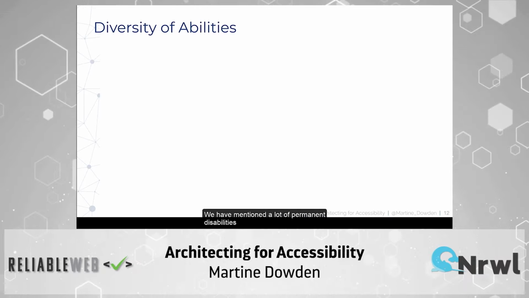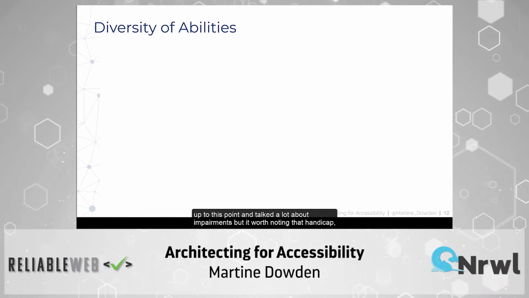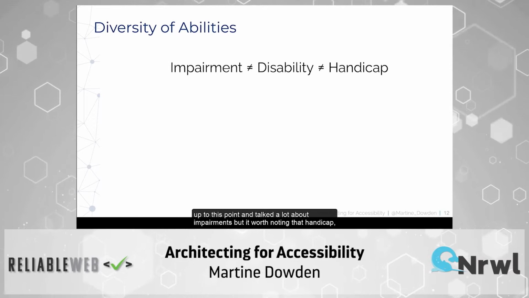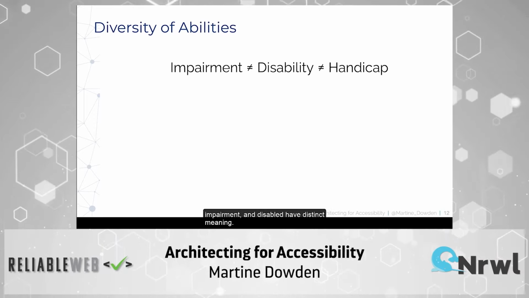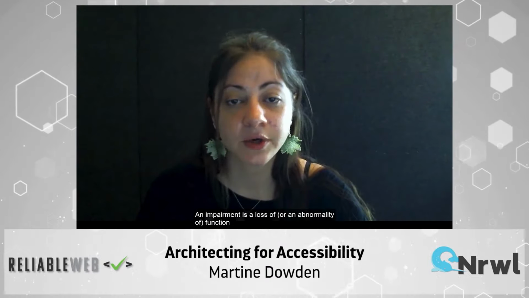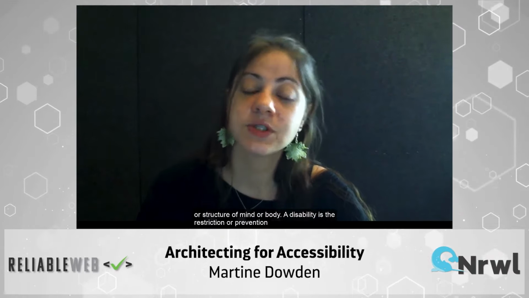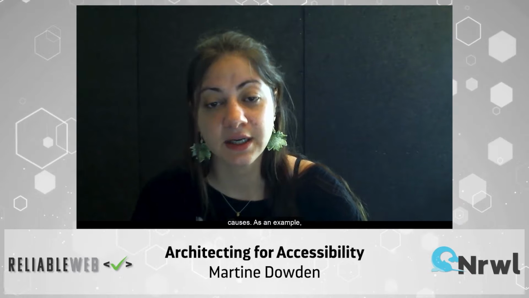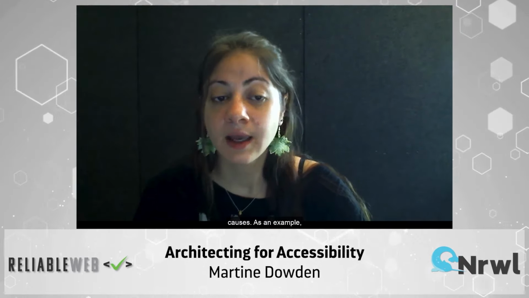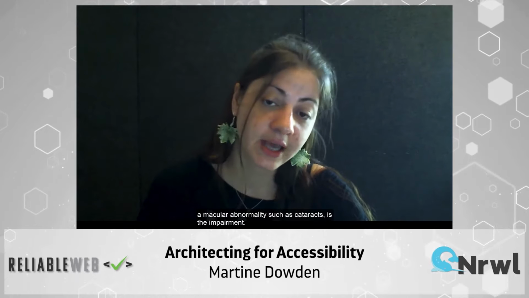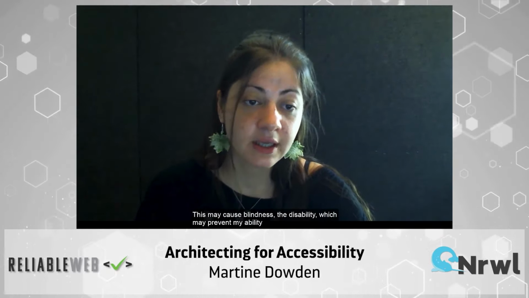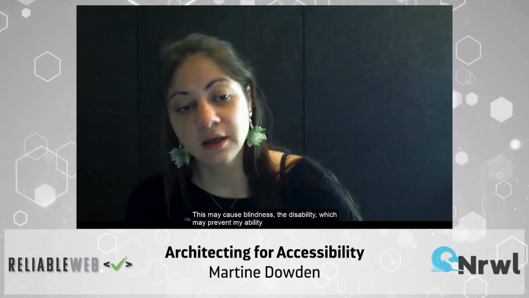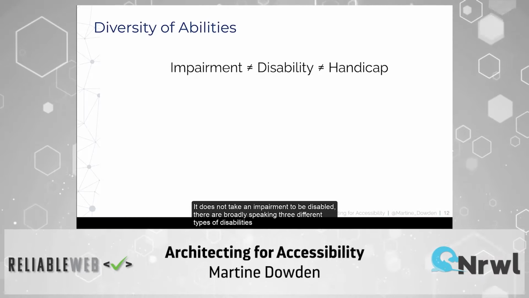We have mentioned a lot of permanent disabilities up to this point and talked a lot about impairments, but it's worth noting that handicapped, impairment, and disabled have distinct meaning. An impairment is a loss or an abnormality of function, of structure of mind or body. A disability is the restriction or prevention in performing an action, while the handicap is the disadvantage that the disability causes. As an example, a macular abnormality such as cataract, which is the impairment, causes blindness, the disability, which may prevent my ability to get a driver's license, the handicap. It does not take an impairment to be disabled.